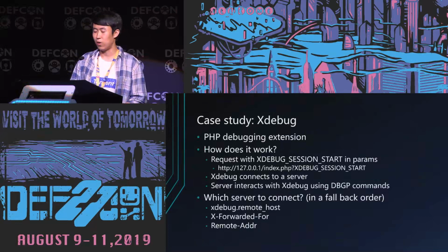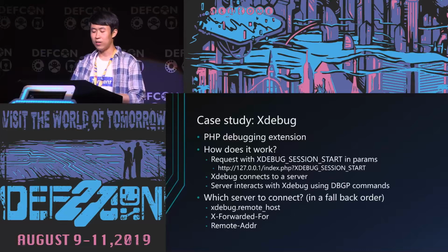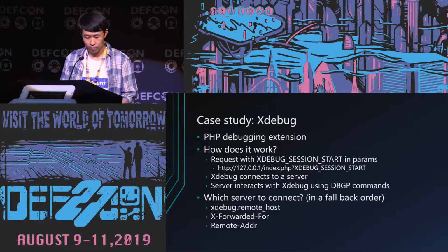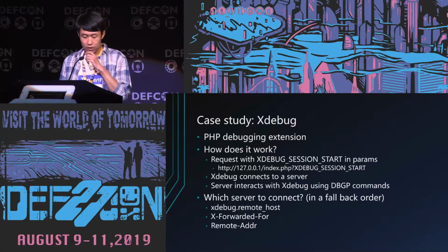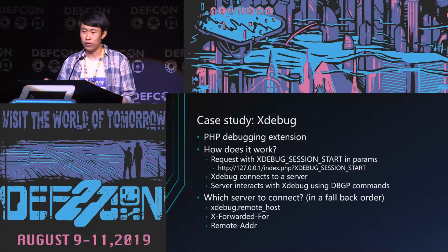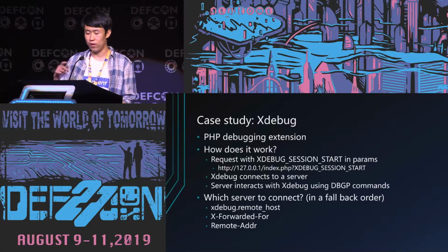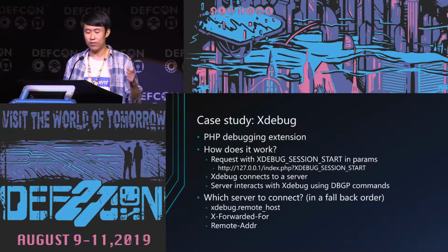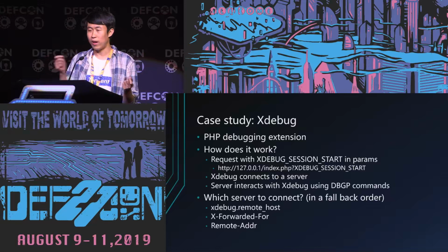And there's another case called Xdebug. Xdebug is for PHP debugging. It's a PHP extension. So how does it work? First, you send a request with the parameter XDEBUG_SESSION_START in the URL, just like the URL below. And then Xdebug will connect to a server, and the server can interact with Xdebug.